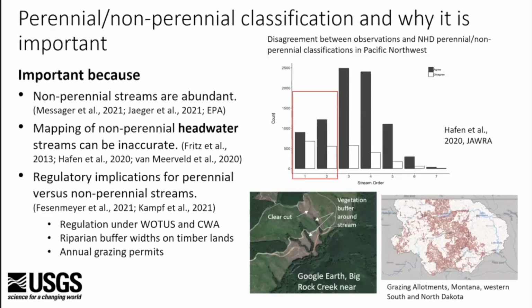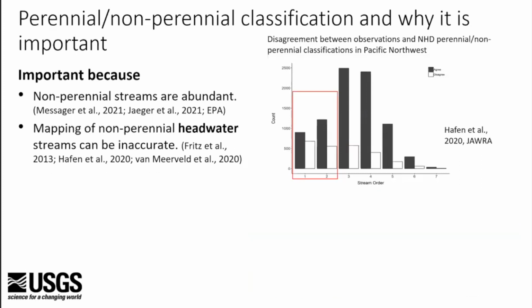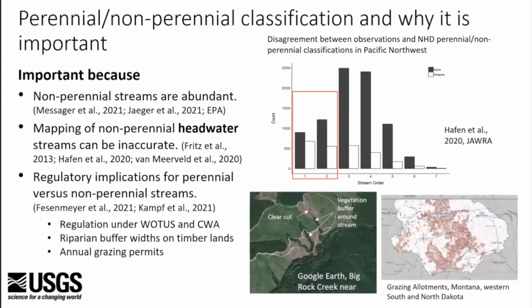So perennial streams in timber harvest lands are going to have a vegetation buffer around them. Here you have a clear cut, and then these green strips here are the vegetated buffer widths that need to remain and are not cut.